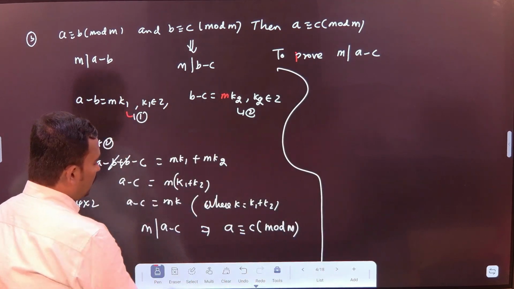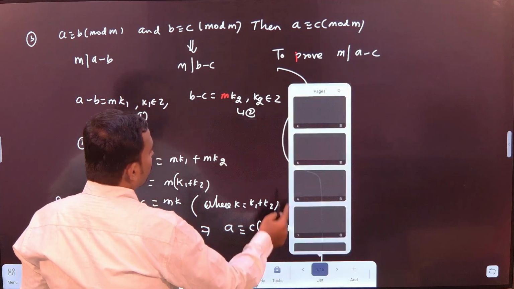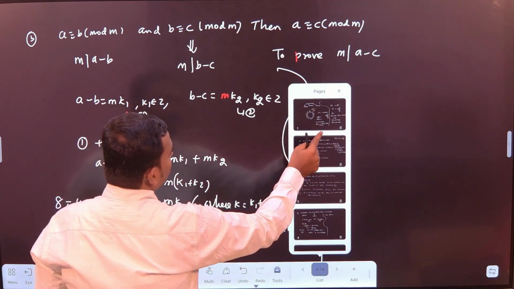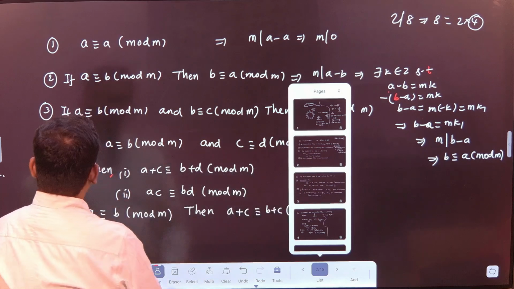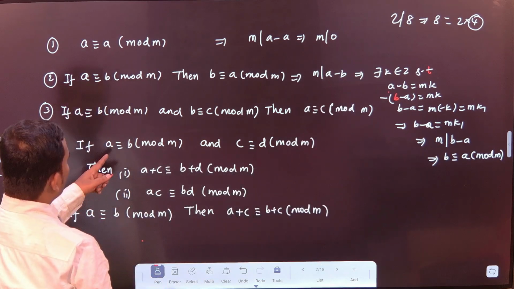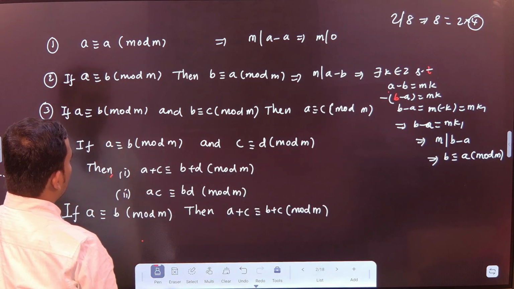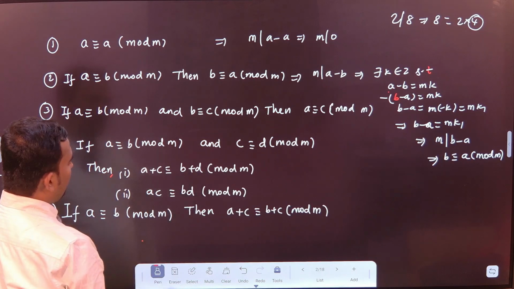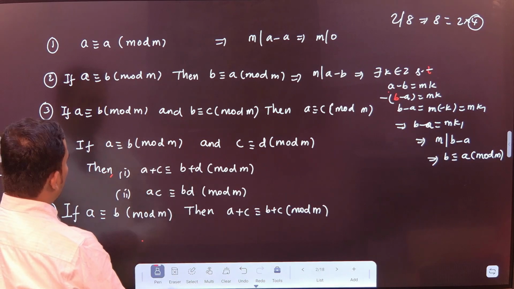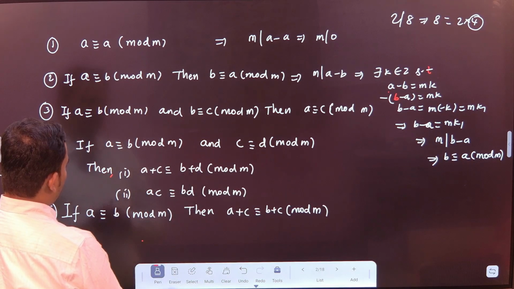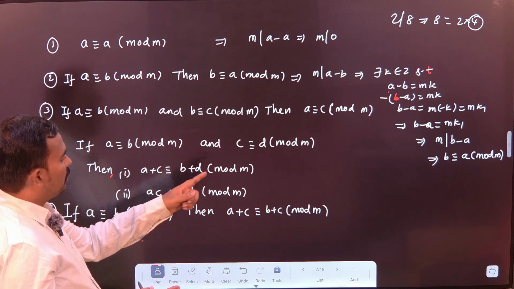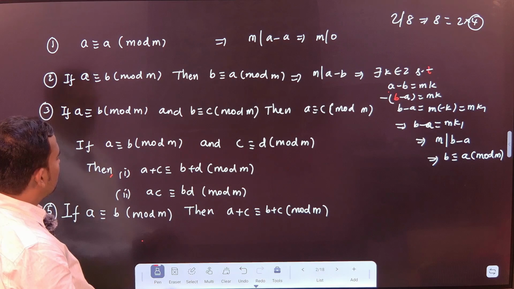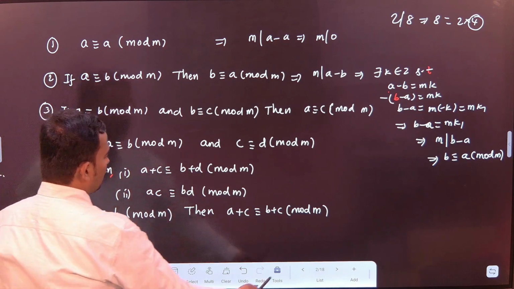Next thing you can see, what is the next proof? The fourth one: A congruent to B and C congruent to D modulo m, then A plus C is congruent to B plus D, and AC as well. We have to prove this, right?